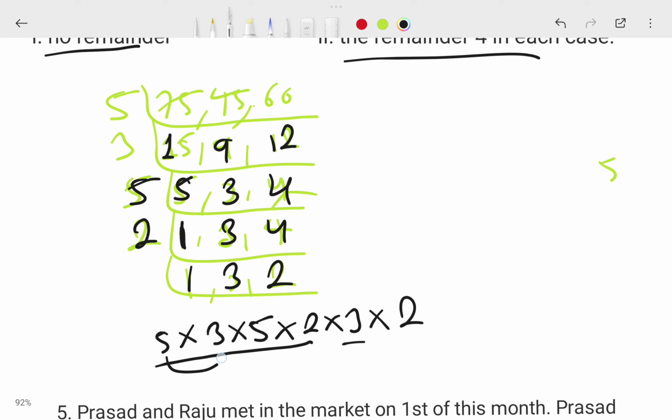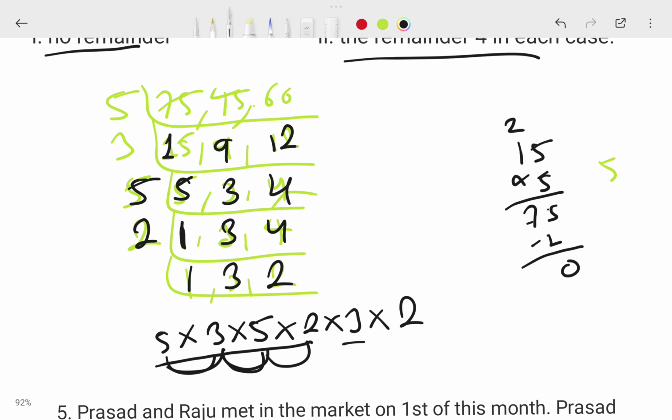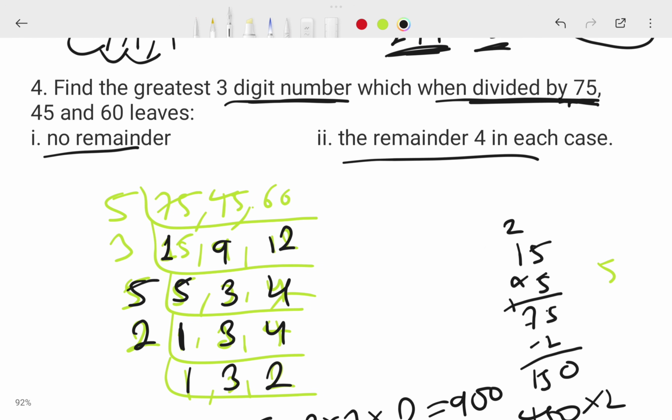So if you multiply 15 5s are, that's going to be 5 and that's going to be 2, that's 75. Okay, 15 5s are 75. 75 2s are, that's 150. 150 into 3, that's going to be 450. 450 2s are, that's going to be 900. So the answer is 900.